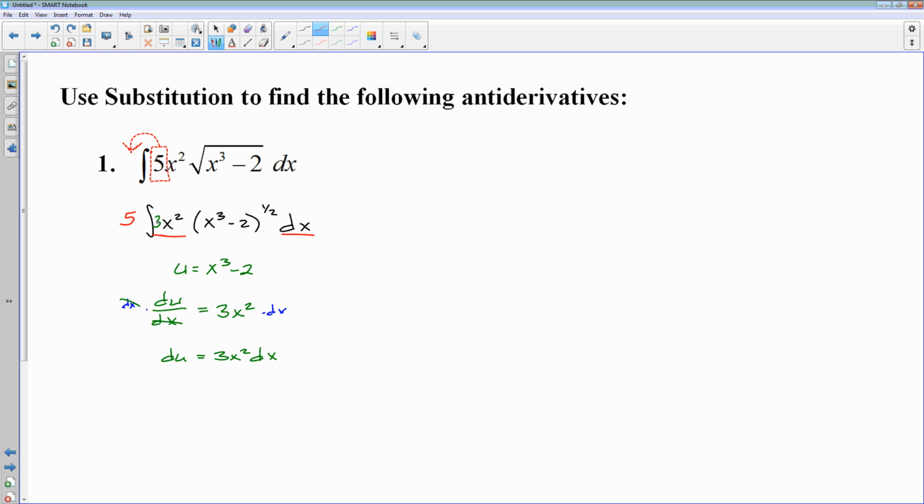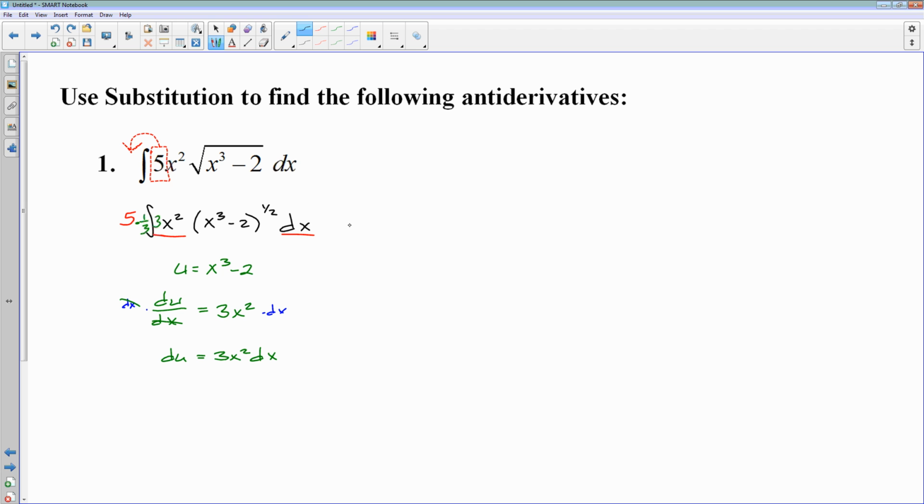The problem is I can't just change my original problem like this. I've multiplied by 3 to make this work, so I'm going to offset that times 3 by multiplying on the outside by 1/3. So now I have 1/3 times 3, which is 1, so I really haven't changed the problem, I've just changed the way it looks.